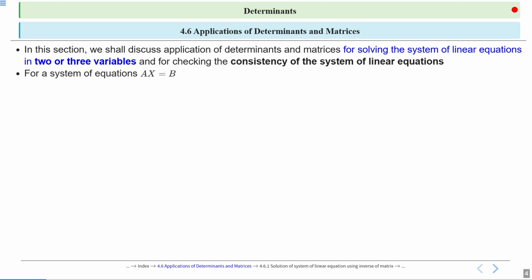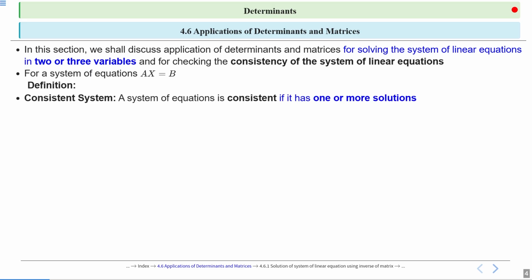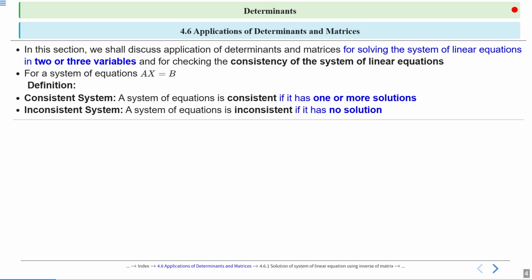For a system of equations AX equals B, here A is a matrix, X is also a matrix of variables, and B is a matrix of constants. A system of equations is consistent if it has one or more solutions. So if a system of equations has a solution, then it is called a consistent system. If a system of equations has no solution, then the system is called inconsistent.